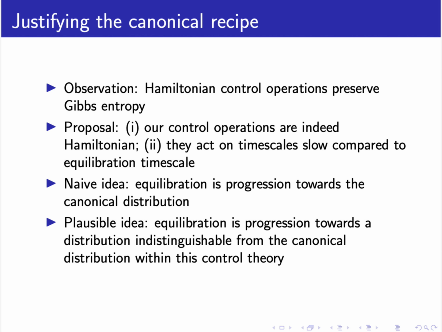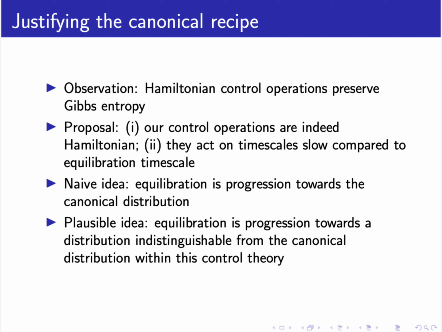But here's a more plausible idea. Suppose, and this is again a standard idea in statistical mechanics, that equilibration isn't progression towards the canonical distribution, but progression towards something you can't tell apart from the canonical distribution by the methods of your control theory. Well, if that was true, the way the system would behave as I tried to control it would be just the same as it would behave if it really was spontaneously going to thermal equilibrium in the canonical distribution. And so anything I derive for what the system will do, and what control operations I can carry out, on the assumption that it is approaching the canonical distribution will continue to be true if I assume it's approaching a distribution that I can't tell apart from the canonical distribution by any of the transformations I make.